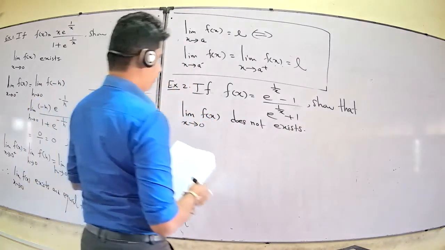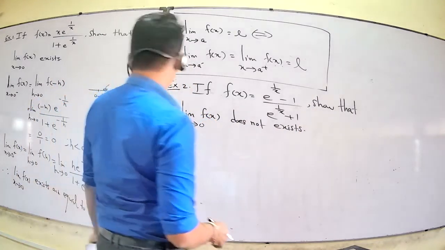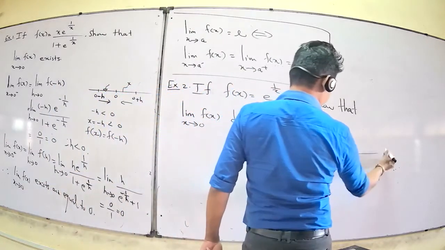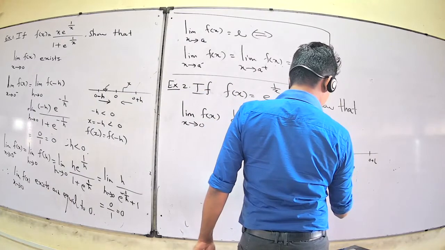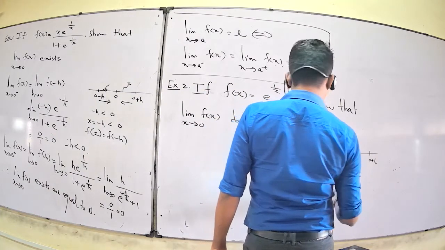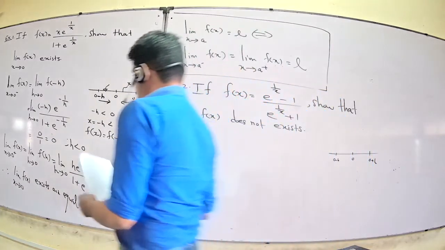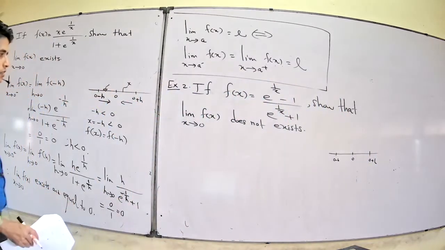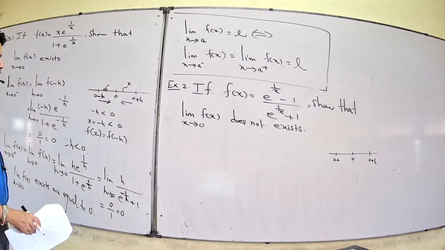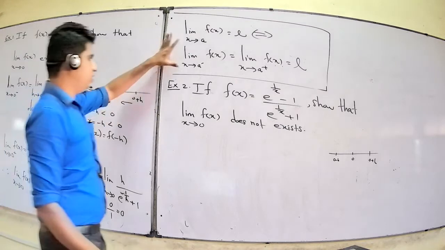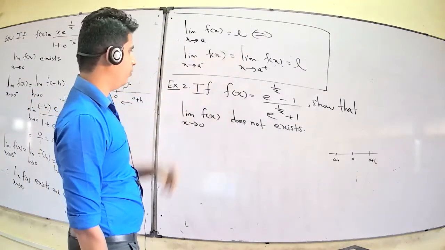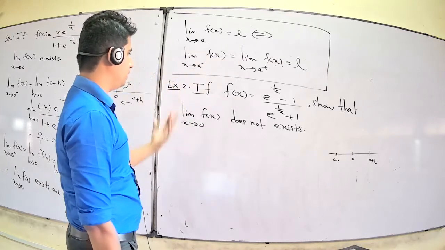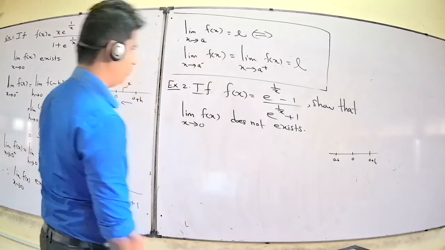Okay, here also the same idea. Here 0 plus h is positive and 0 minus h is negative. Here also you want to show that the limit does not exist. The limit does not exist means this condition is not satisfied. Suppose the left limit is one value and the right limit is another value, they are not equal. If you show that they are not equal, then you can say that the limit does not exist.